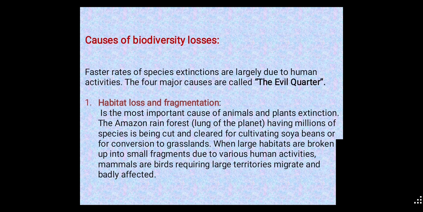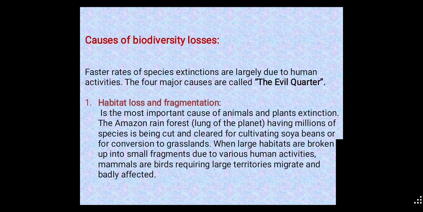Next, the causes of biodiversity loss. Faster rates of species extinction are largely due to human activities. The four major causes are called the Evil Quartet. The first one is habitat loss and fragmentation. This is the most important cause of animal and plant extinction.